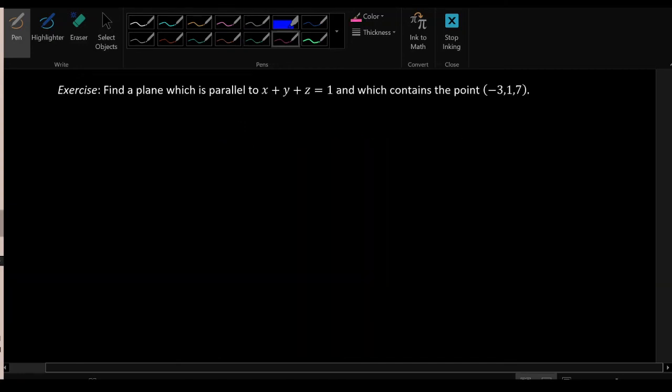Let's use this terminology to answer the following question, for example. Find a plane which is parallel to x plus y plus z equals 1, but which contains the point -3, 1, 7. As always, if you're finding the equation for a plane, you need a point on the plane and you need a normal vector.